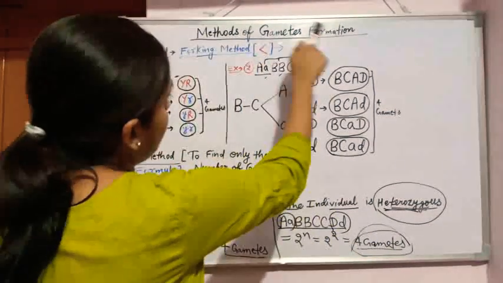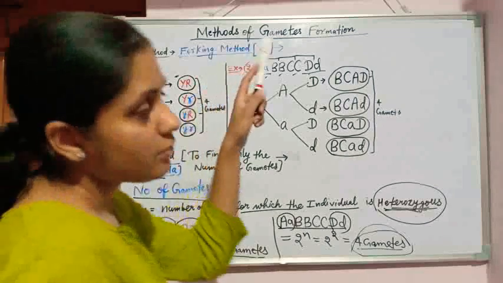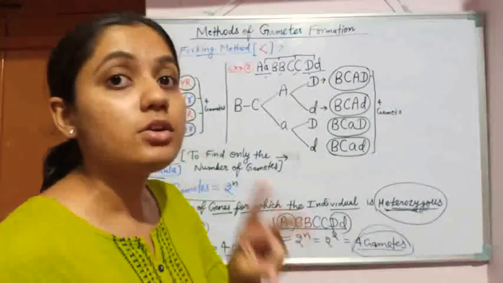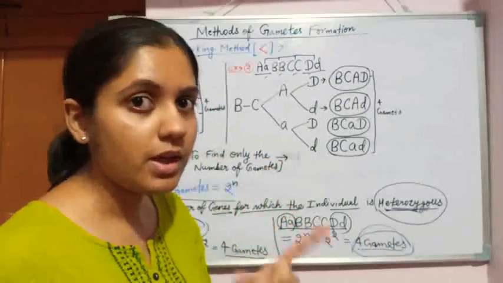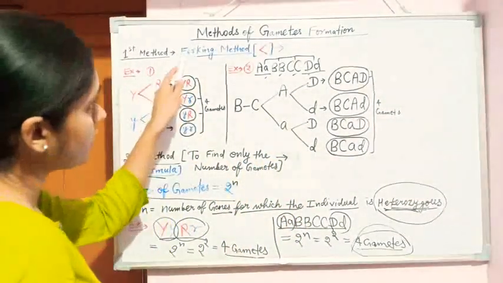Today we will discuss a new topic, that is the methods of gamete formation. Gametes can be formed by two methods. First is the forking method and second is the formula method. So first is the forking method.